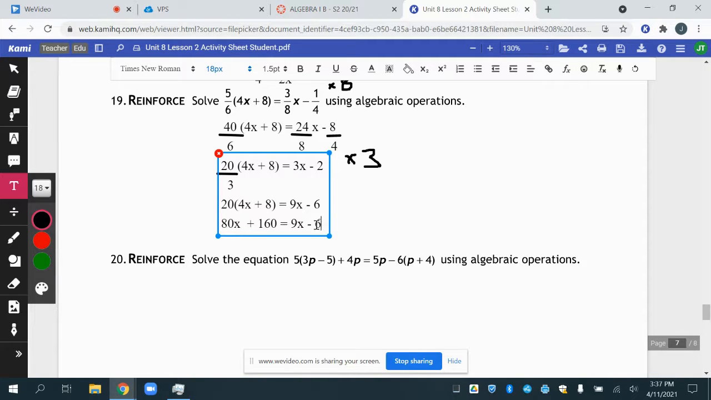Okay, now I'm going to take away 9 x's from each side. That's going to give me 71 x's on the left side, on the right side 16, but I'm not going to have any x's left over here, just a negative 6. Then I'm going to add 6 to each side.